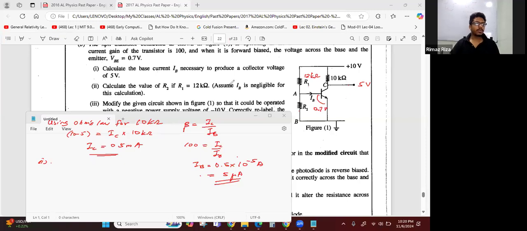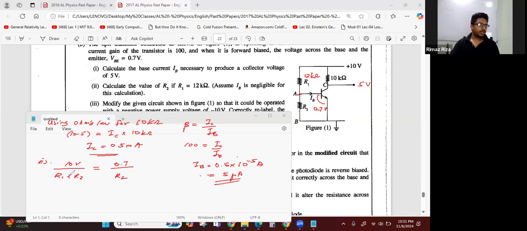Calculate the value of R2. R1 is 12. So here we can write 10 volt divided by R1 plus R2 is equal to 0.7 divided by R2. It is a potential divider circuit, because the IB current is negligible, so we can consider this as a series of resistors. Here the potential at the base has to be 0.7 volts.